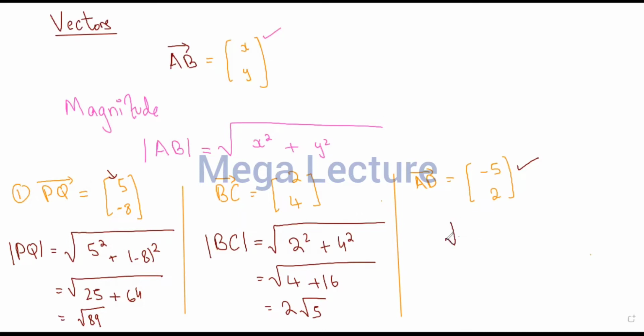No, it would be under the root minus 5 squared plus 2 squared. That would be under the root 25 plus 4. And it would be under root 29. It is 29. It's not 49.